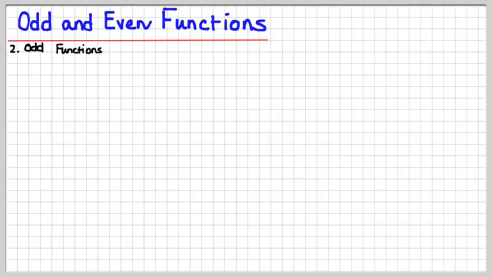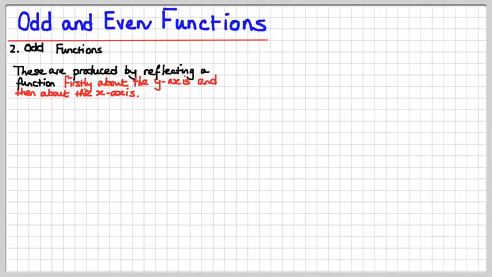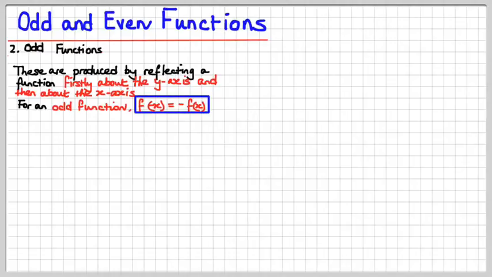Odd functions are very different from evens. They are produced by reflecting a function firstly about the y-axis and then about the x-axis. Now that rather does your head in, doesn't it? But I will show you what I mean. Algebraically, it's also very important to understand that for an odd function, f of minus x is actually the negative of f of x. In other words, these functions are upsy-downsy.